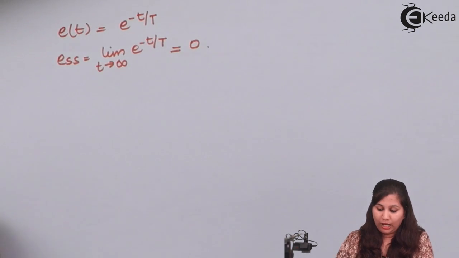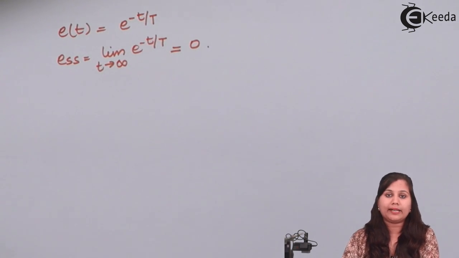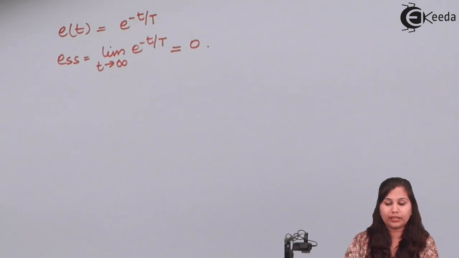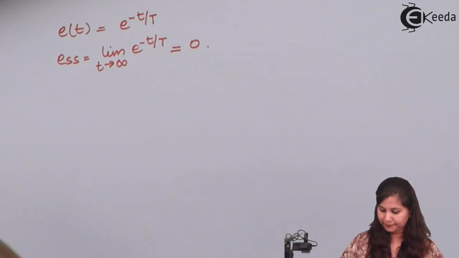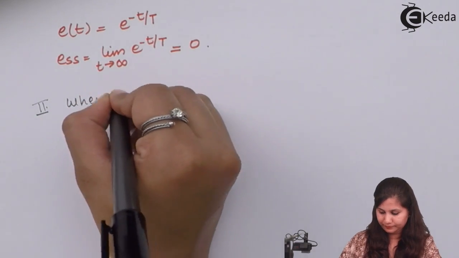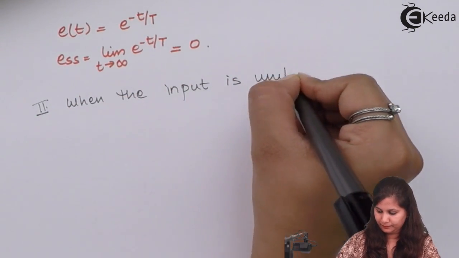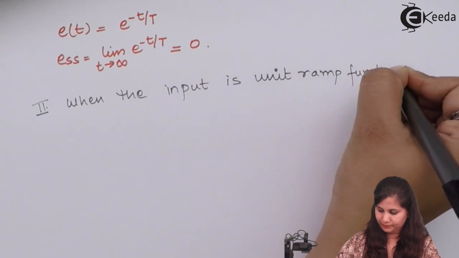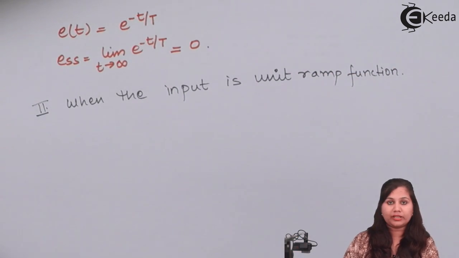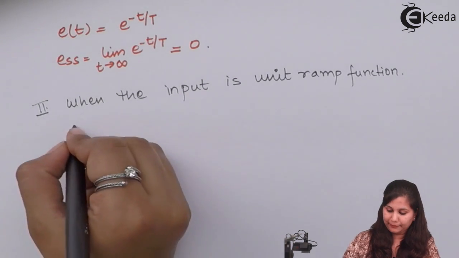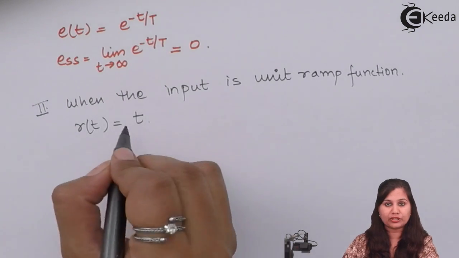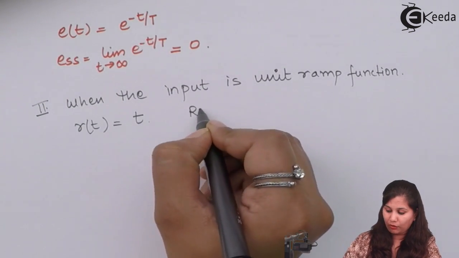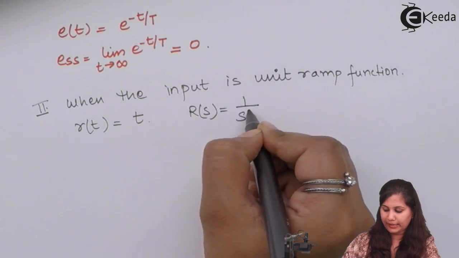Okay. Now we will consider the second case, when our input to the first order control system is a unit ramp function. So when the input is a unit ramp function, we know that for unit ramp, the input signal is t. This is the unit ramp function. If we take its Laplace transform, R(s) is equal to 1 upon s square.